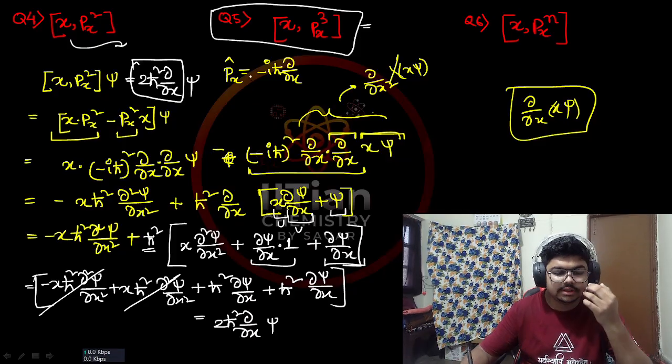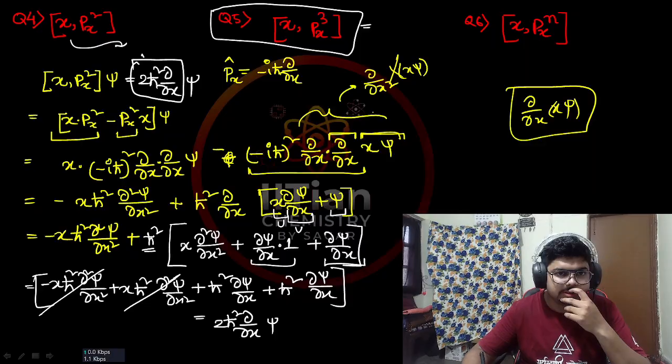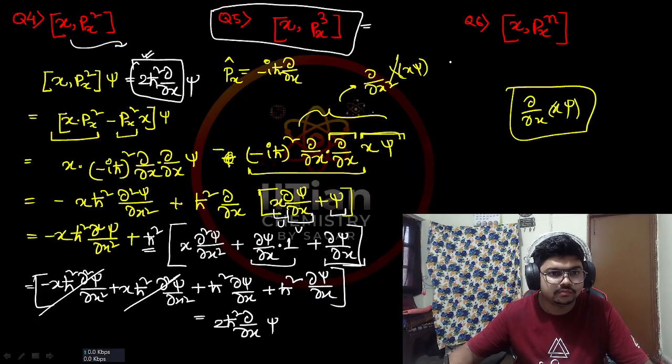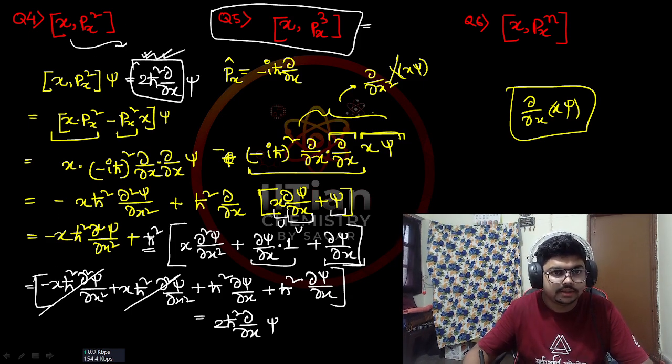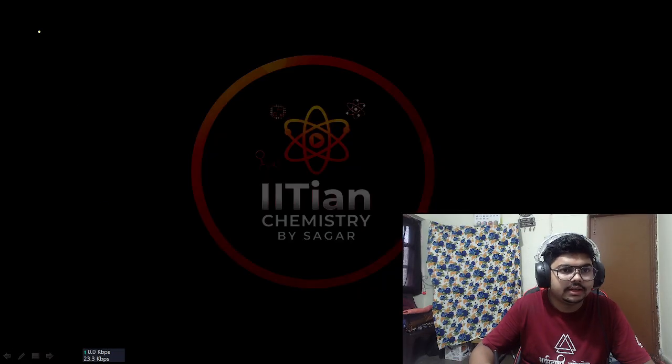Now we have to simplify it a little bit. 2h cross square means, this is fine, but I want to simplify it a bit more. x px square. Now this is the value of this operator, right? Now I will simplify this commutator. Okay, x px square. Just write it like this, simplification.